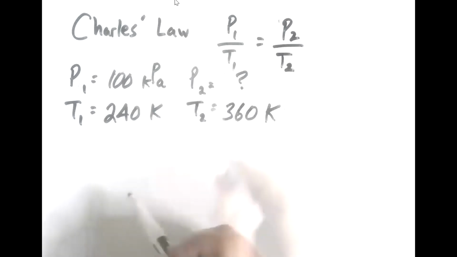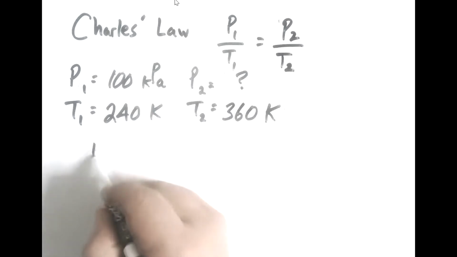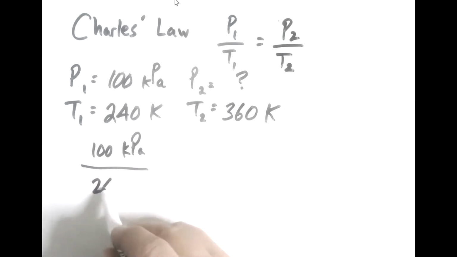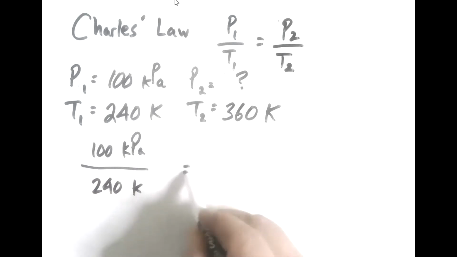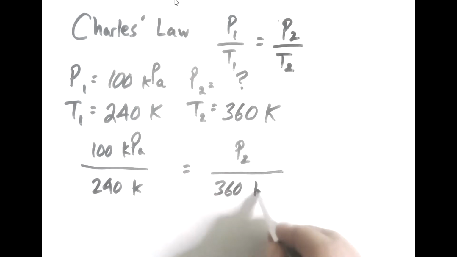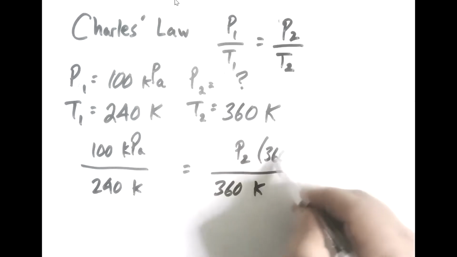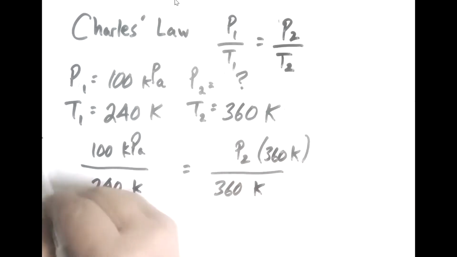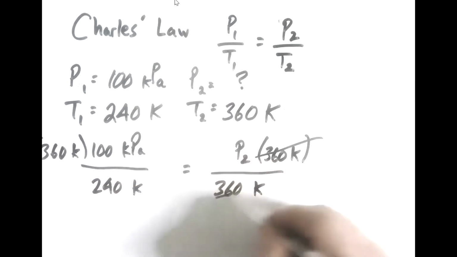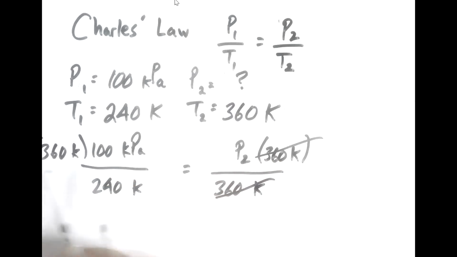Now we're going to solve for our unknown pressure, P2. And so we have 100 kilopascals over 240 Kelvin equals an unknown P2 divided by 360 Kelvin. We're going to multiply both sides by 360 Kelvin. These completely cancel, so now this is just P2. 360 times 100 is 36,000 divided by 240.